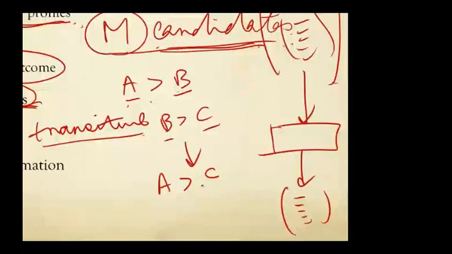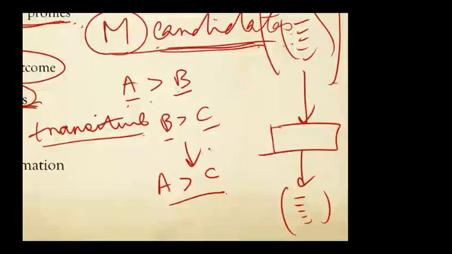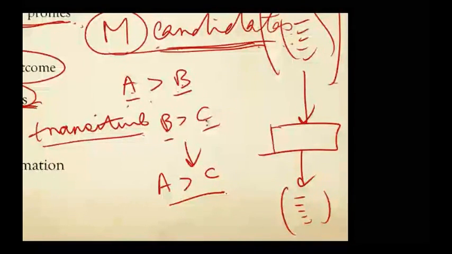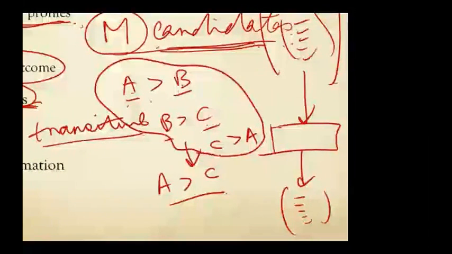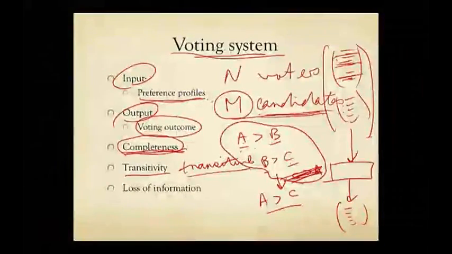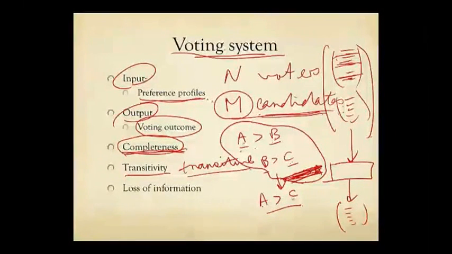This is just to ensure logical self-consistency. Otherwise, you already run into a cyclic situation. If A is better than B, B is better than C, and C is better than A, then this is a self-inconsistent set of input or output. So we say that if A is better than B, B is better than C, it must imply A is better than C.